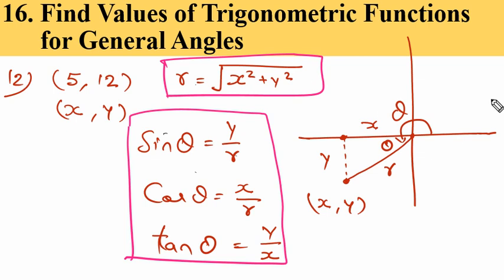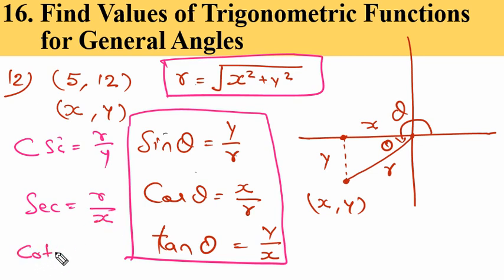What about cosecant? Cosecant is nothing but opposite of sine, so r over y. Secant is opposite of cos, so r over x. And cotangent is opposite of tan, that will give you x over y. If you don't know how I'm getting this, you can watch the previous video. I have already discussed this multiple times. So let's not waste the time and let's begin our question.